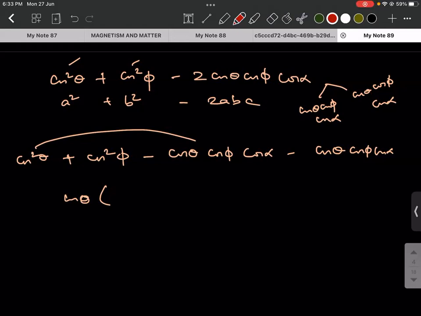But the biggest problem that you face is, for example, you have cos square phi. In that case, you will substitute cos of alpha minus theta the whole square. Cos theta cos alpha minus sin theta sin alpha the whole square. It will be difficult to handle. Instead, the previous method is better.